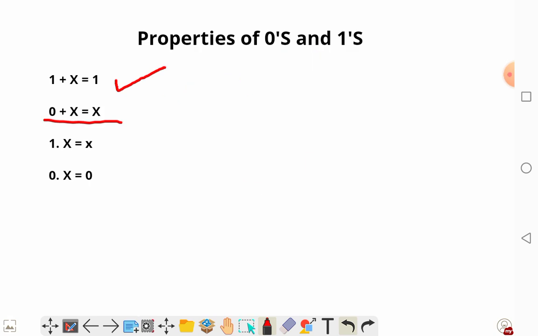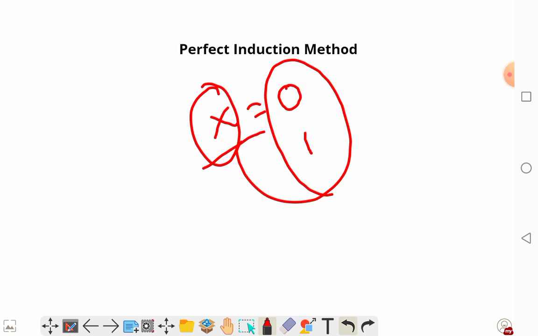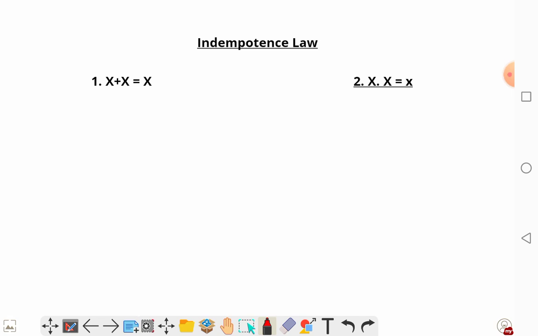Remember these laws. 1 plus x is equal to 1. 0 plus x is equal to x. This is a very important thing to solve these laws. The next thing we will see, the first law, is the idempotence law. What does the idempotence law say? If we add a variable to the same variable, then we will get the same variable.